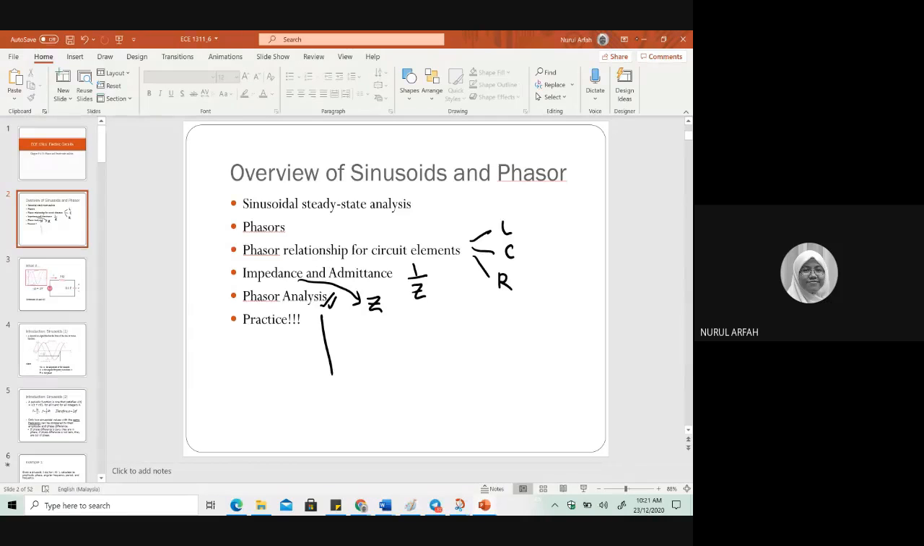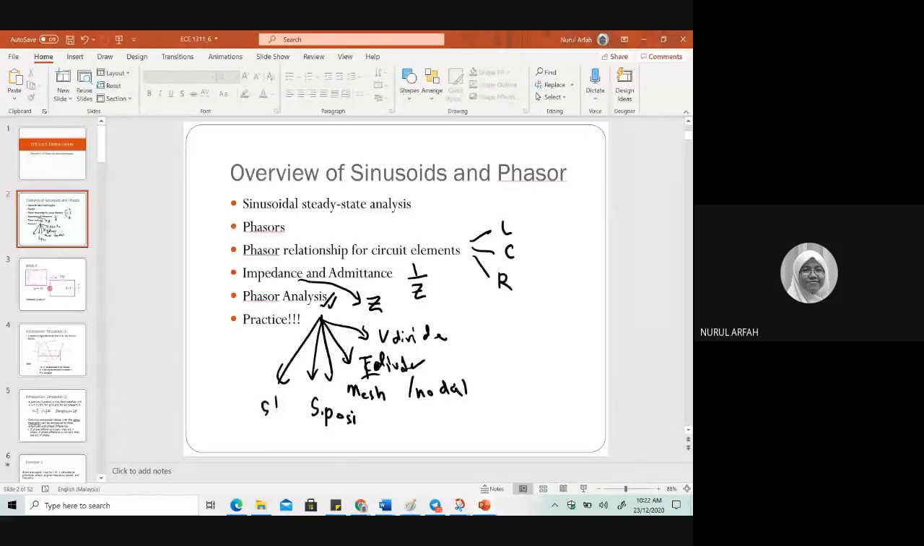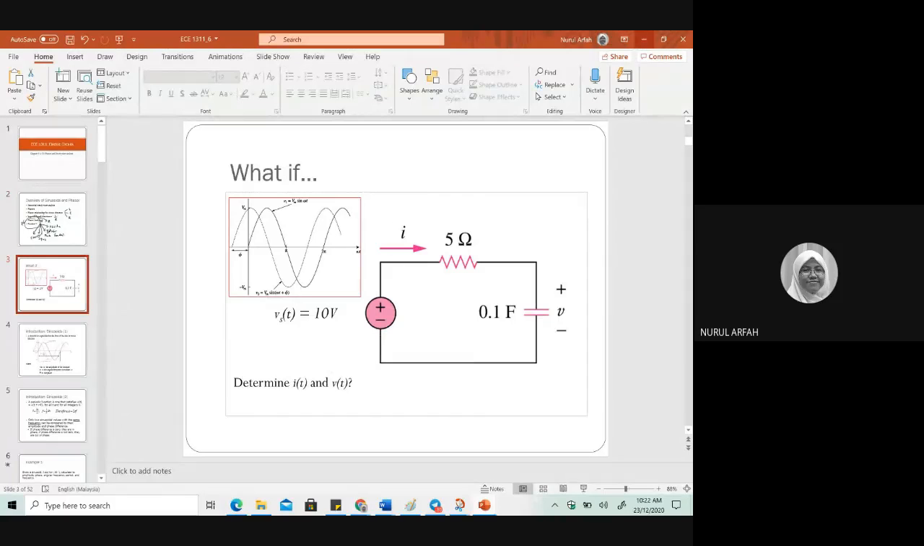This one is basically all methods that you already learned in your chapter 1, 2, 3, 4. So you already learned voltage divider, current divider, mesh analysis, nodal analysis, superposition, what else? Source transformation, and so on. So you're going to reapply this under phasor form, or we call it AC. So far so good. Is it interesting?